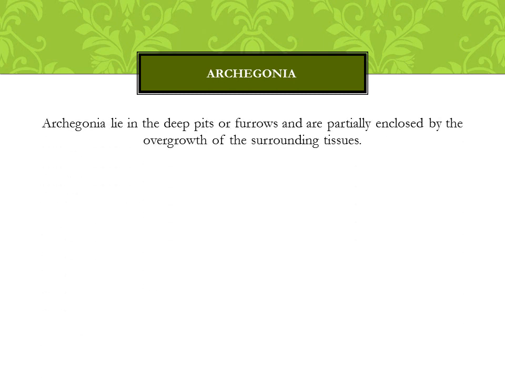The development of archegonium as the female reproductive organ. Like the antheridium, the archegonium also arises from a dorsal superficial cell situated very close to the apical cells. So the archegonium lies in deep pits or furrows and is partially enclosed by the overgrowth of the surrounding tissues.